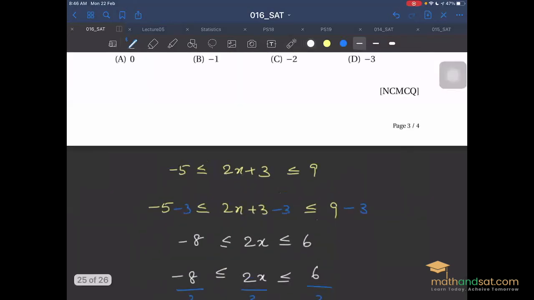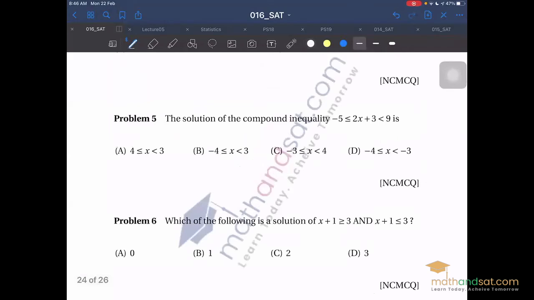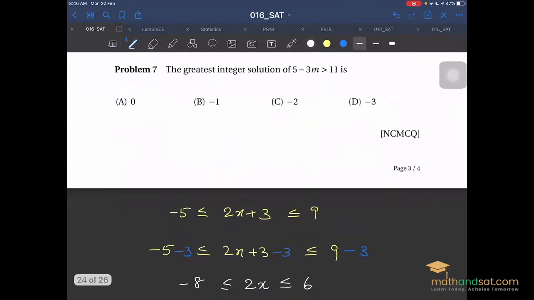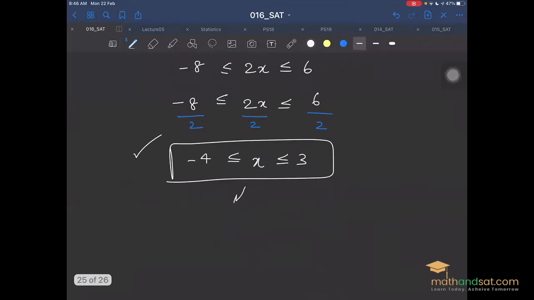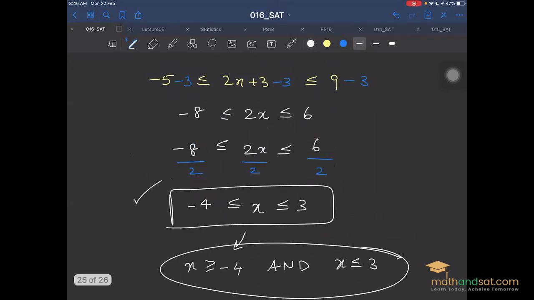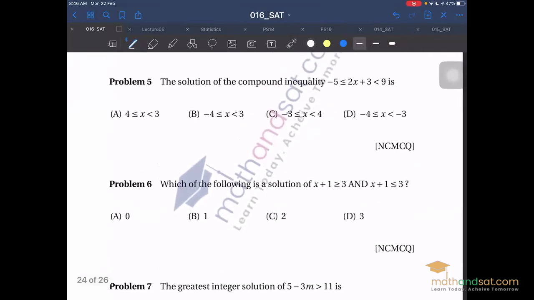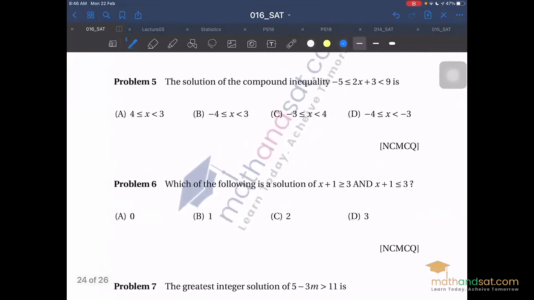So what is the answer here? Another way to write this is x greater than or equal to -4 and x less than or equal to 3. Both conditions need to be satisfied. X has to be greater than or equal to -4 and x has to be less than or equal to 3. So what is the answer here for question number 5? This is the answer.